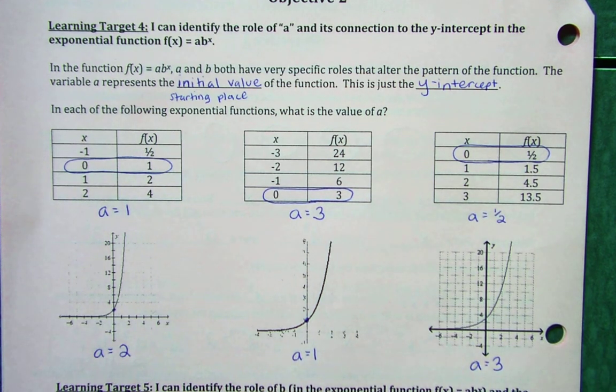Okay, so a is the initial value, the starting place, or really we can think of that mathematically as the y-intercept. And that's all for a.